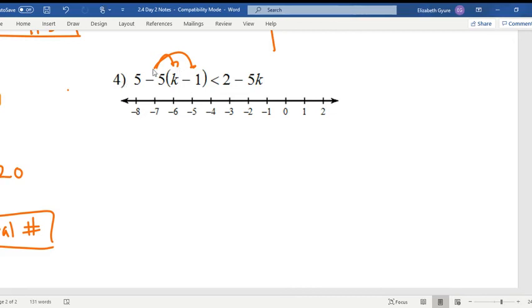All right, so we're going to distribute our negative. Now, if you guys look here, you got to be careful because this first 5, do you want to do anything with this first 5? Yeah, you just want to drop it down. Annalise is right. We don't want to mess with that yet. This first 5 is just going to drop down, and this negative 5 is going to distribute. So we're going to have the negative 5k and then plus 5, because negative 5 times negative 1 is 5. And then we're going to drop down our less than, our 2, and our minus 5k.